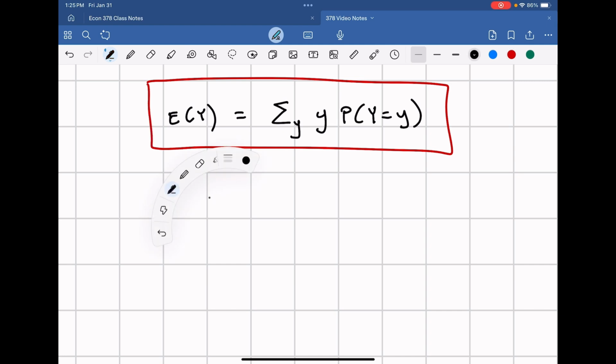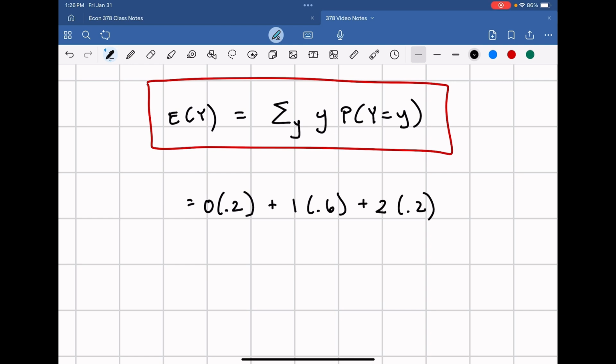This is equal to y can equal 0 with a probability of 0.2, plus y can equal 1 with a probability of 0.6, plus y can equal 2 with a probability of 0.2. And that is equal to 1. So what do I expect the number of women in this group of 2 to be? I would expect it to be 1. So there's our final answer there.